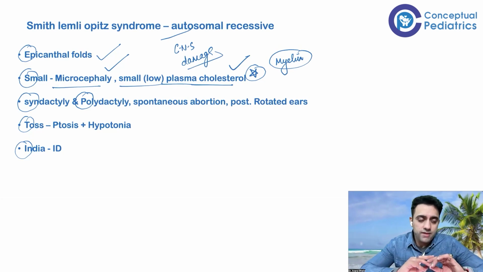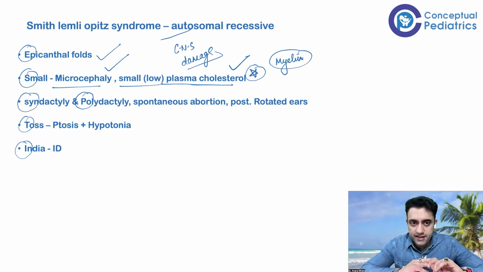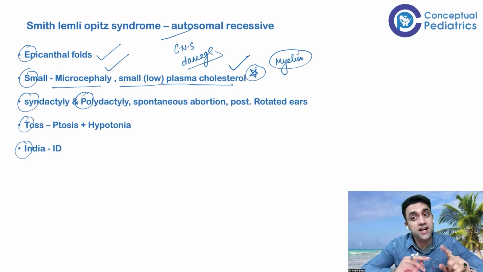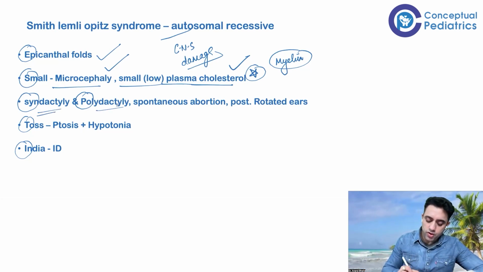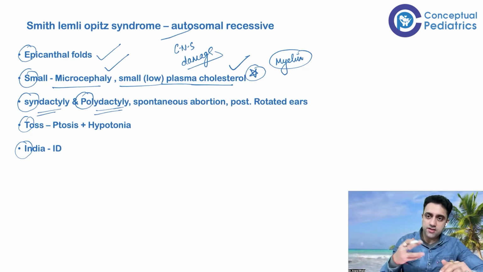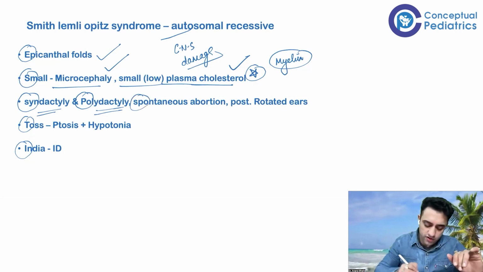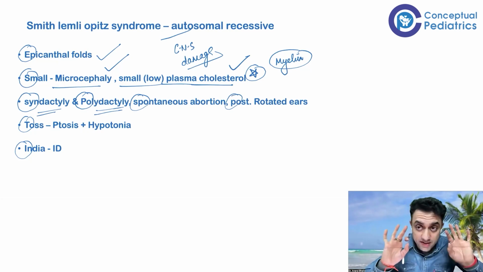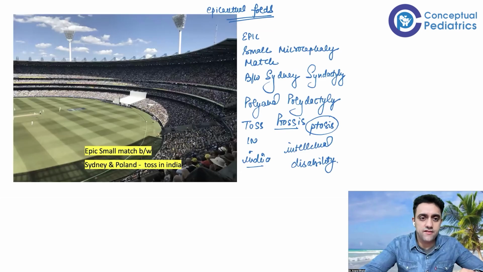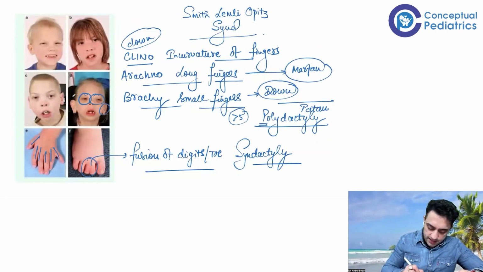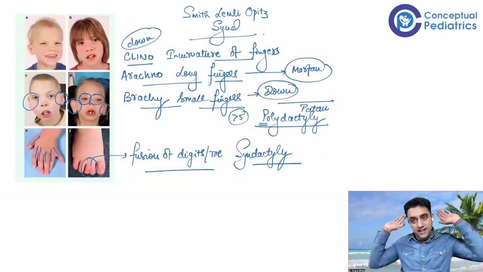There was an epic small match between Sydney and Poland. Epic for epicanthal folds, small for microcephaly, and also the patient will have low plasma cholesterol. Sydney for syndactyly, Poland for polydactyly, and S for syndactyly, S for spontaneous abortion, and P for polydactyly. So P for posteriorly rotated ears. The ears basically are posteriorly rotated. This one, if I show you, the ears basically of the patient, imagine they are posteriorly rotated like that.